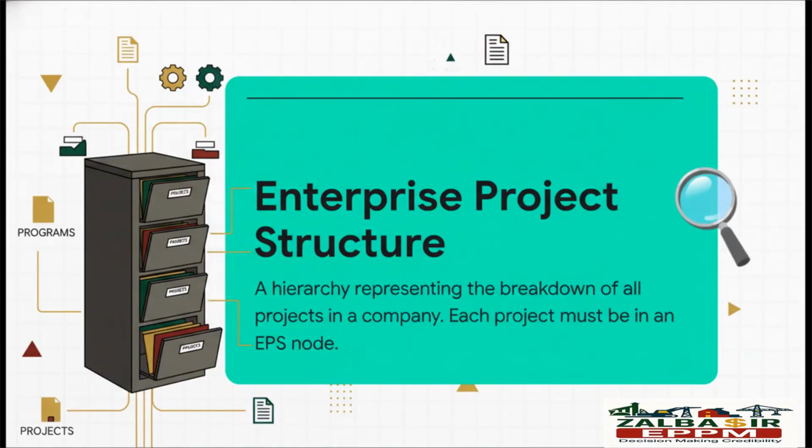So it all begins with something called the Enterprise Project Structure, or EPS. The absolute easiest way to think about the EPS is like the master filing cabinet for your entire company's project portfolio. It's that high-level hierarchy that groups everything, from massive programs all the way down to tiny individual projects.